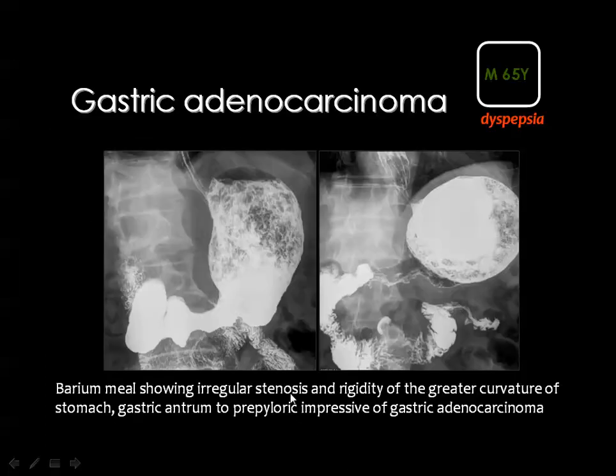And in this case, you see an infiltrating type of gastric adenocarcinoma involving the distal part of the body and the pyloric canal. Proximal to this carcinoma, there is a lot of retained food material within the fundus and the proximal body. And in the mucosal relief film, you can see the irregularity and the destruction of the mucosal folds in the affected area.